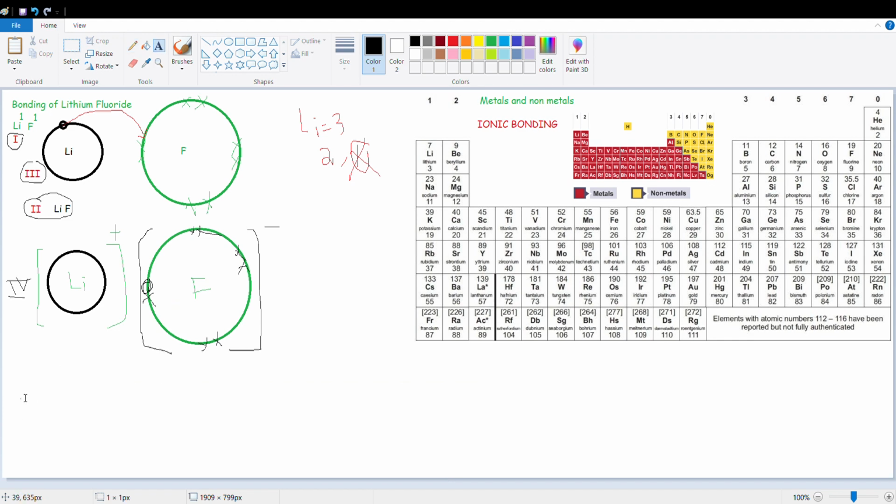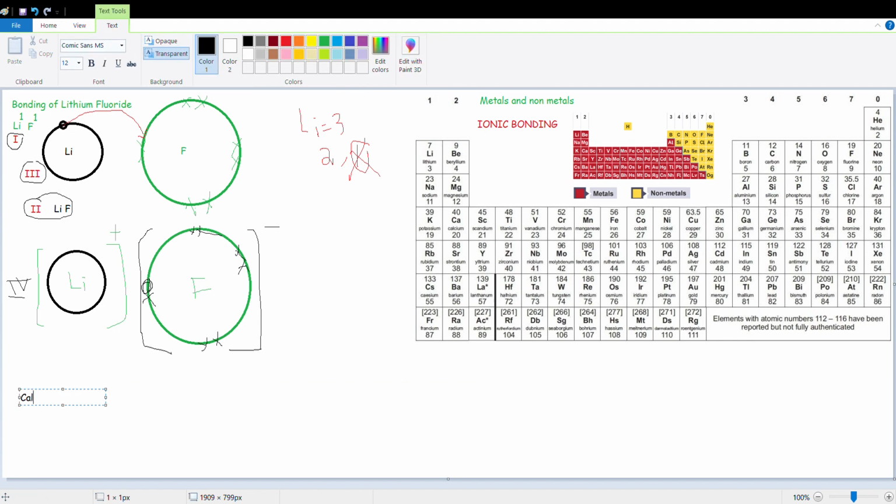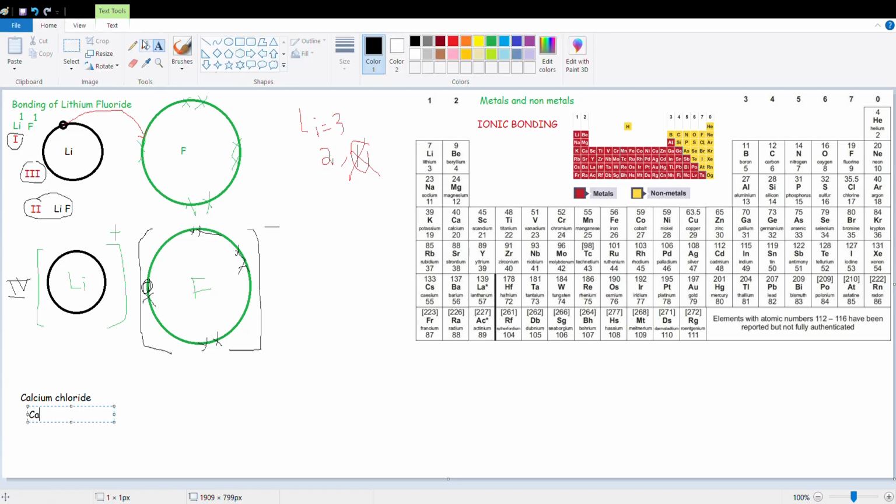For example, if I am doing calcium chloride, again the first step, I told you, you have to make the formula. So calcium is in group number 2. If you see here, calcium is group number 2. So it means I have to write 2 plus here. The 2 I write only.